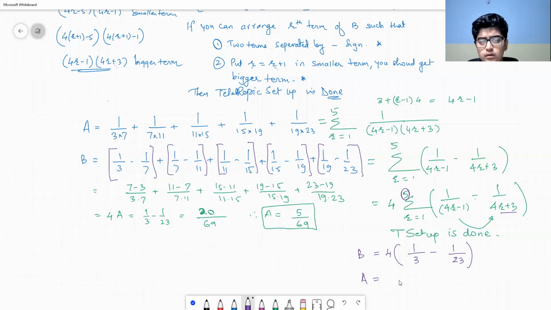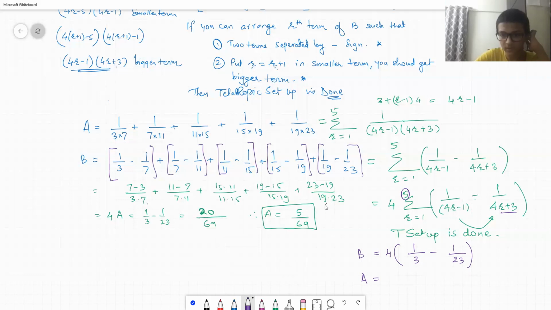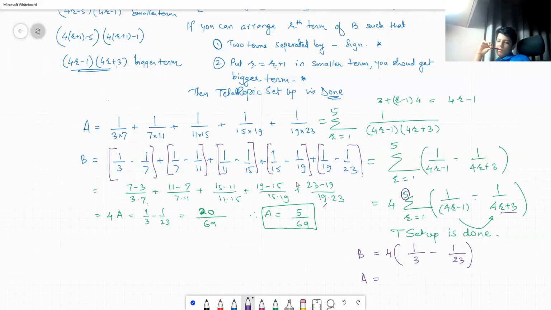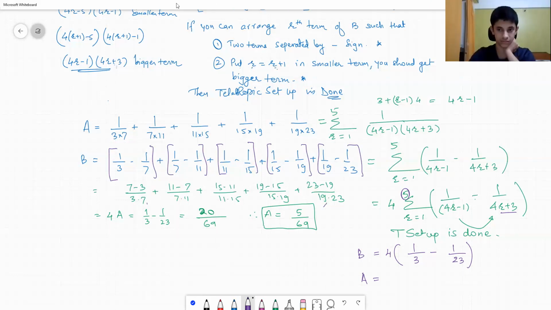No, sir. The final answer should be 5 by 69. One minute. Okay, this is it. So 1 by 3 minus 1 by 23 is. So in the second step, I think it should be 1 upon 4r minus 1 into 4r plus 3 in the denominator. Sorry, sir. Yes, sir. Yes, sir. The answer comes correct for B. Wait.